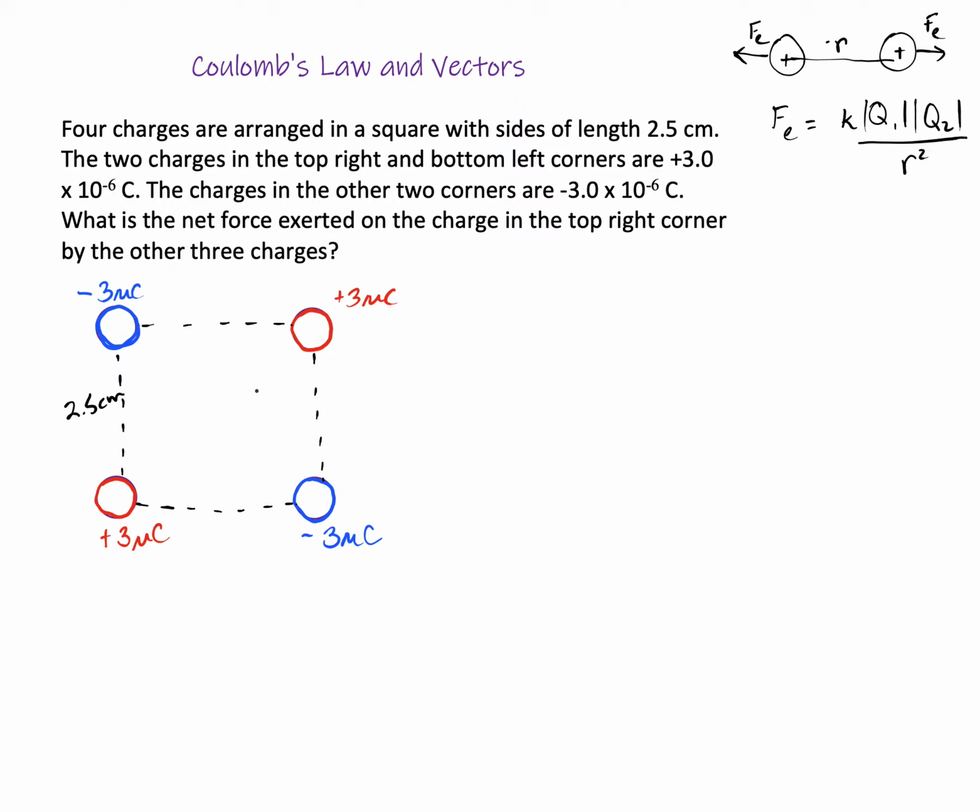So it says that four charges are arranged in a square with sides of length 2.5 centimeters. And the two charges in the top right and the bottom left corners have a positive 3 times 10 to the negative 6, or 3 microcoulomb charge. And the charges in the other two corners are negative 3 microcoulomb charge. And they want to know what is the net force exerted on the charge in the top right hand corner by the other three charges.